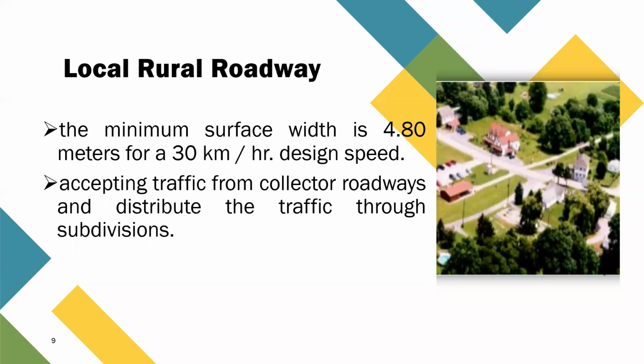Next is local roadway. The minimum surface width in local roadway is 4.80 meters for a 30 km per hour design speed. The local roadway accepts traffic from collector roadways and distributes traffic through subdivisions. So this typical highway is characterized by short roadway distances, slow speeds, and low volumes. It also offers a high level of accessibility, serves passenger cars, pedestrians, and bicycles, but not through trucks.